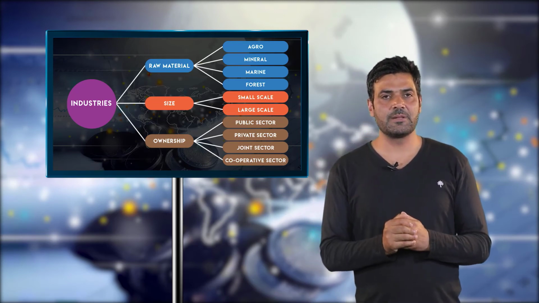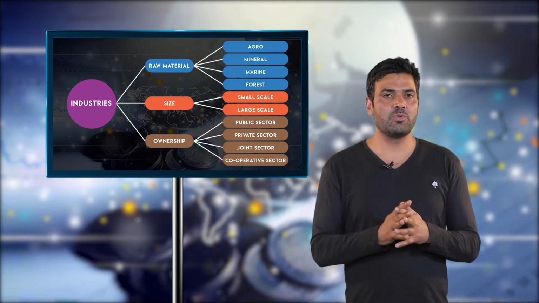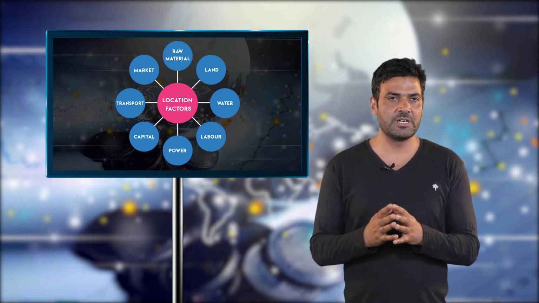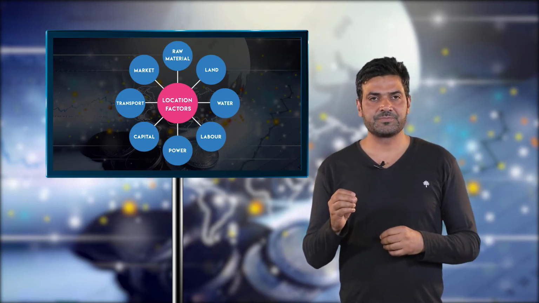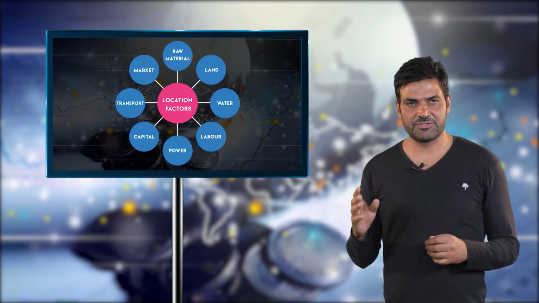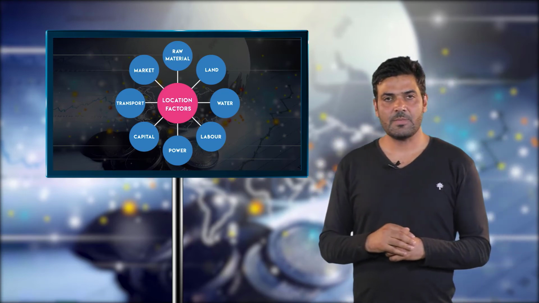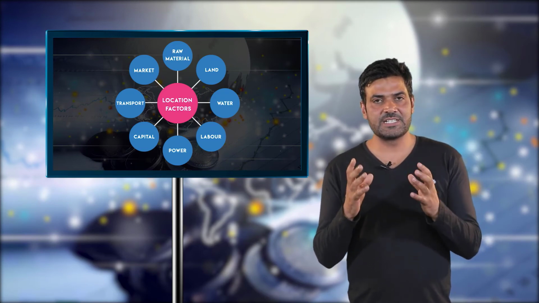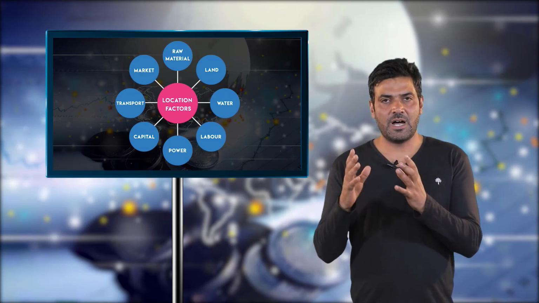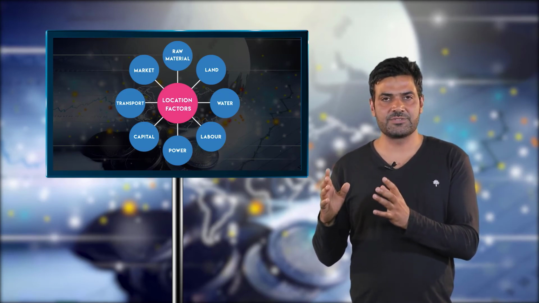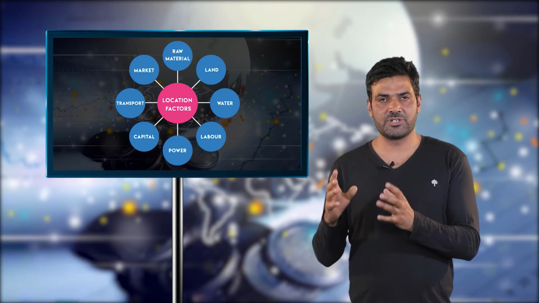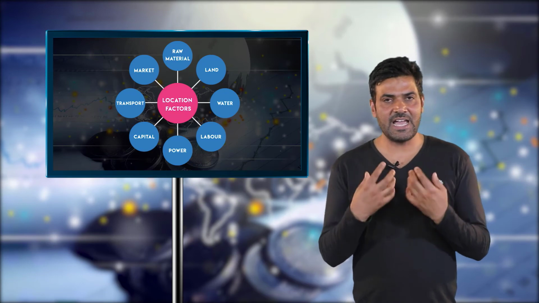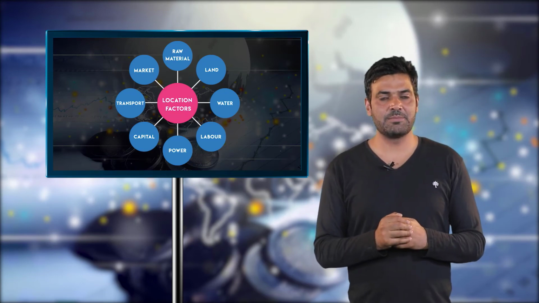So we are done with the classification of industries. Now we'll move forward and talk about the other topic that we have in our book, and that is the factors affecting the location of the industries. As you can see on the board, these are the factors, or determinants, that determine the location of the industries. For example, if I'm planning to set up an industry, what are the factors that I have to take into consideration while establishing an industry?